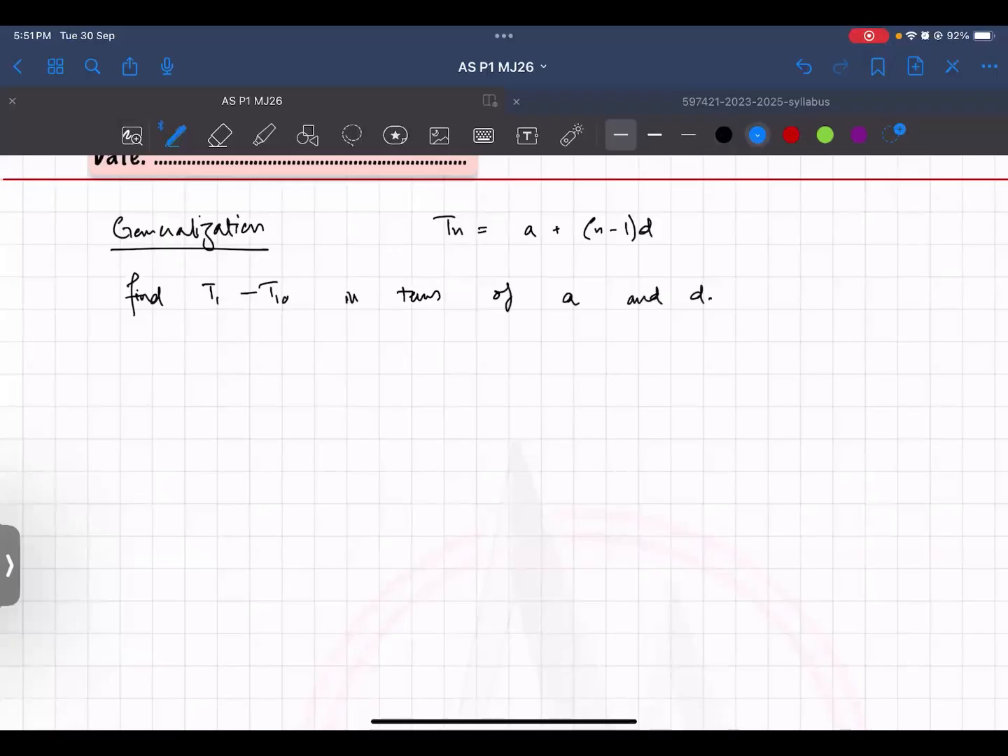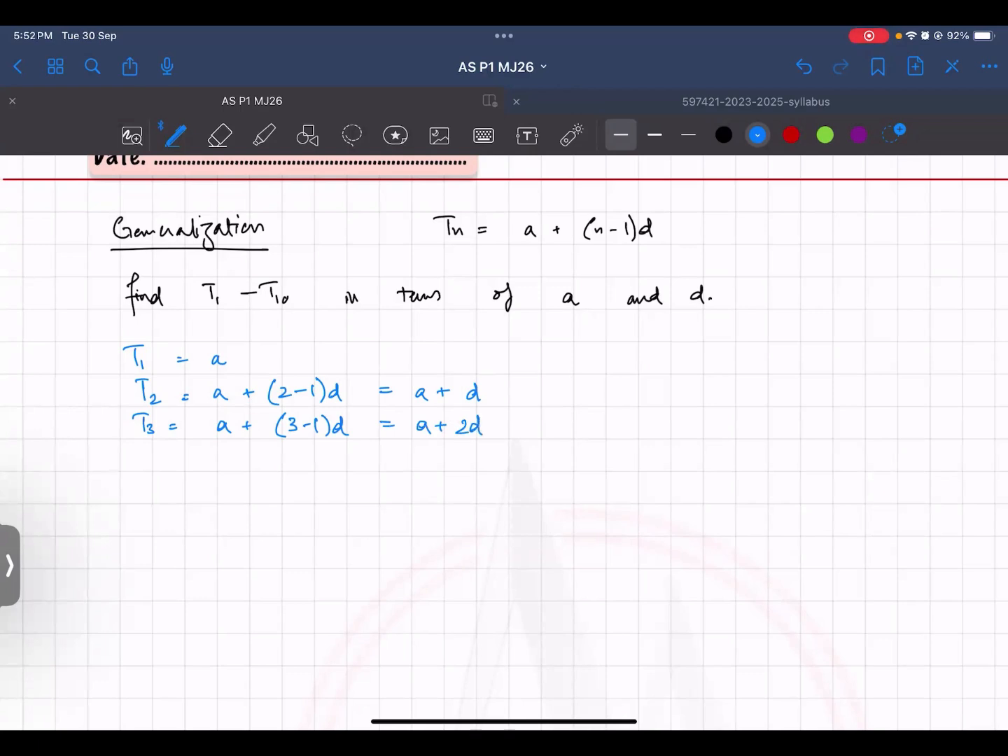So what will happen? We know the first term is A, right? The first term T1 is equal to A, because N minus 1 into D, N minus 1 would become 0, and 0 times D would be 0. And then you will get simply A. Then T2 would be A plus 2 minus 1 into D, which will be A plus D. Then your T3 will be A plus 3 minus 1 into D, which will be A plus 2D.